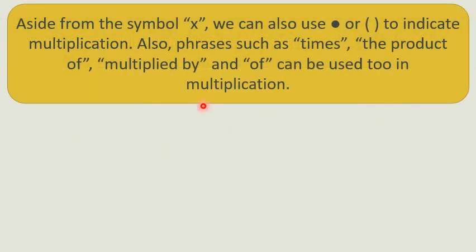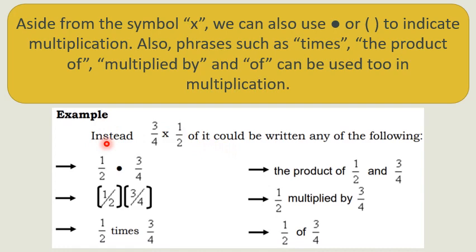So, aside from the symbol X, para sa multiplication, we can also use yung dot. So, pwede siya sa multiplication or yung parenthesis para masabi natin siyang multiplication. So, pwede rin gamitin ng phrases na times, the product of, multiplied by, and of can be used too in multiplication. For example, instead na sulat natin ng 3/4 times 1/2 na yung x yung gamit natin, pwede natin siyang gamitin ng dot. So, ang ibig sabihin pa rin ito ay times. So, 1/2 times 3/4. So, dot yung ginagamit. Pwede rin parenthesis na lang.